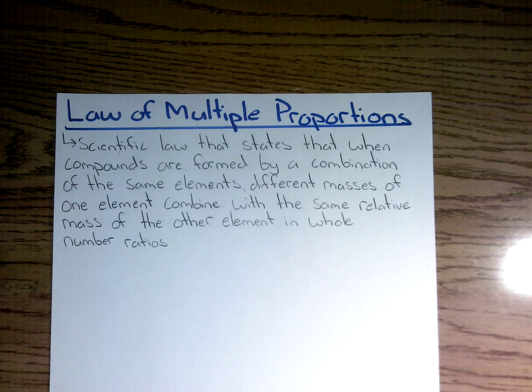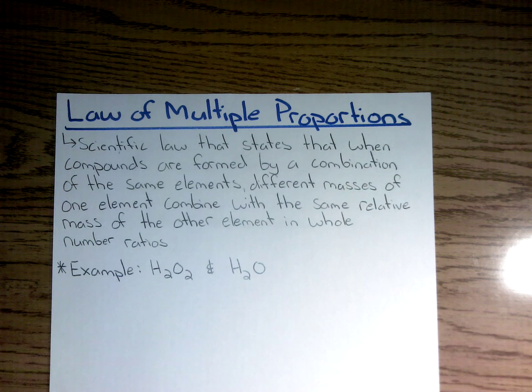Okay, so that's a lot of jargon. That's a lot of words to explain this. The best way is to go through some examples. So let's compare hydrogen peroxide, which has the formula H2O2, and water, which again has the formula H2O. The first thing to identify is that both of these compounds contain hydrogen and oxygen.